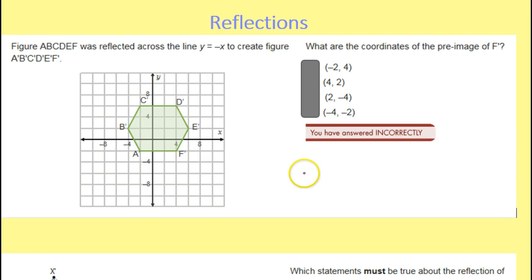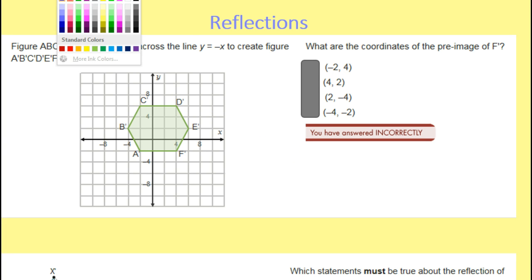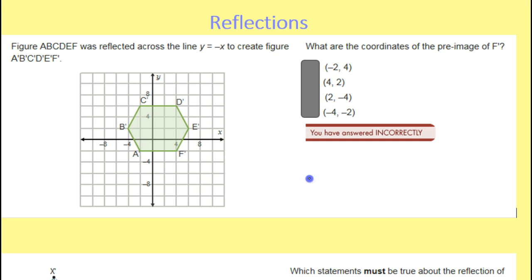Alright, this is a tutorial video about reflections. I'm just going to go through a few example problems. There are a couple key things we need to get out of the way.